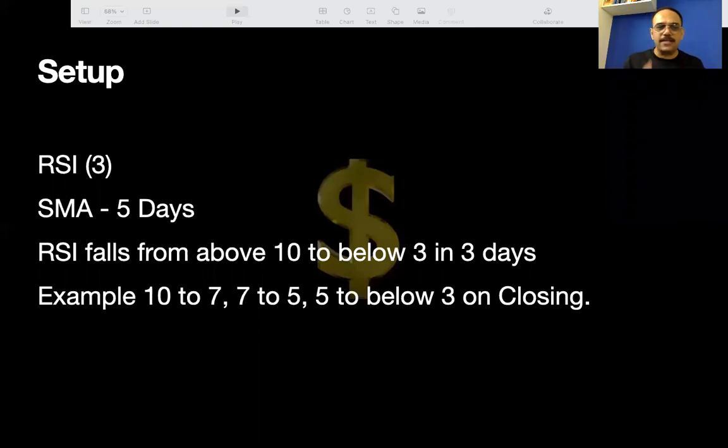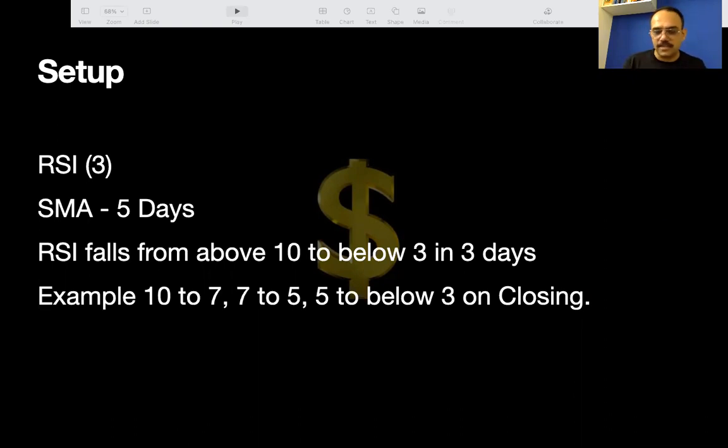Then the setup is the RSI falls from a value of 10 to below 3 in 3 days. So it can be 10, 7, 5 and 3, something like that. So in 3 days it goes down. An example is 10 to 7, 7 to 5, 5 to below 3. So in 3 steps it goes down below 3. This is the setup we are looking at.